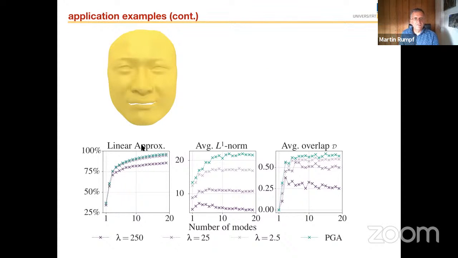And here we see a difference between the PGA and the sparse PGA. Linear approximation quality for sure is best with PCA and PGA. So this is this little gap between the sparse PGA and the PGA. L1 norms strongly drop if we increase this penalty factor, and we get fairly low L1 norms of the modes. And by the sparse approach, we are able to substantially reduce the overlap here compared to the PGA, with very strong overlap, with very moderate overlap.